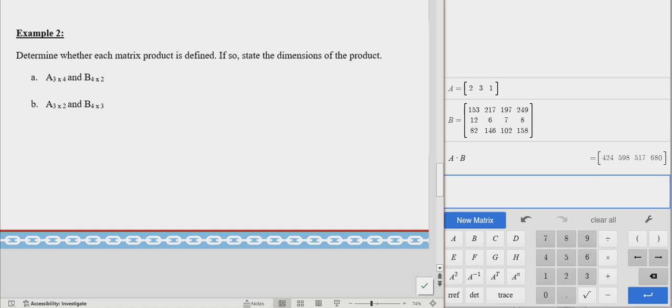In example 2, we are determining whether these products are defined. So can I multiply them? And that is where I check those inside terms. So in example A, the 4s match. The 3 by 2 is going to be my product matrix. In example B, the 2 and the 4 do not match. So no solution, undefined, dimension error, all things you might see as possible ways to say, hey, I cannot multiply these two matrices.